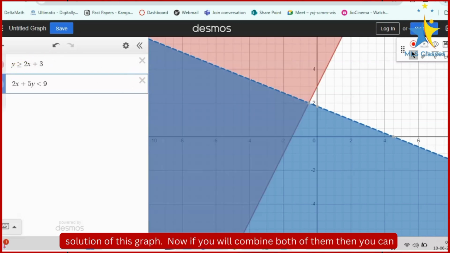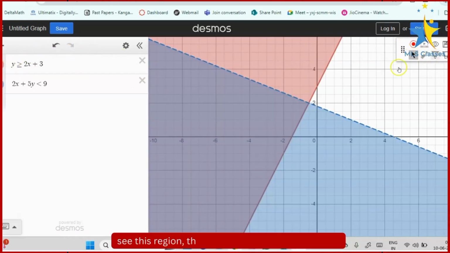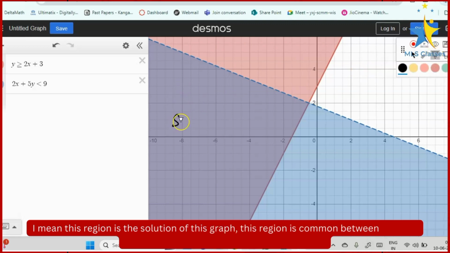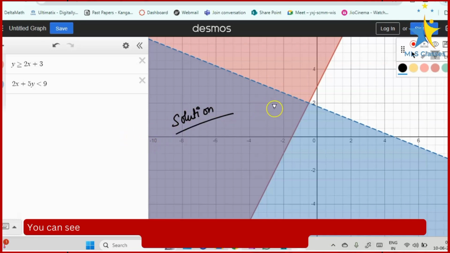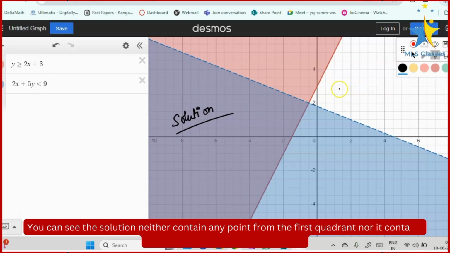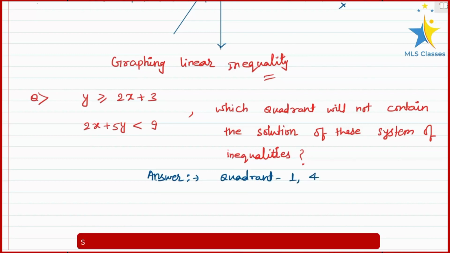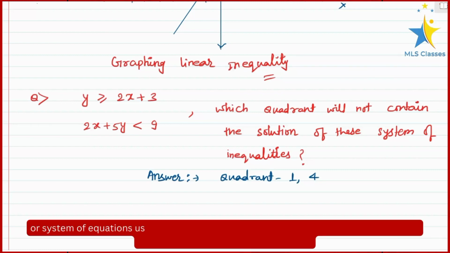Now if we combine both of them, then you can see this region. This region is the solution of this graph. This region is common between both inequalities. You can see the solution neither contains any point from the first quadrant nor any point from the fourth quadrant. So we can say the answer will be quadrants 1 and 4.